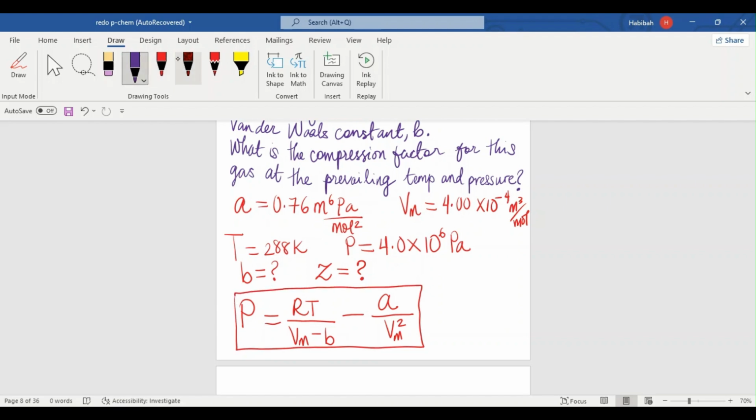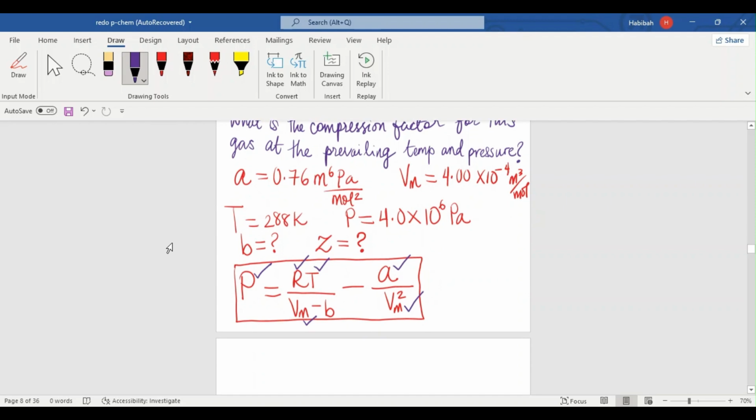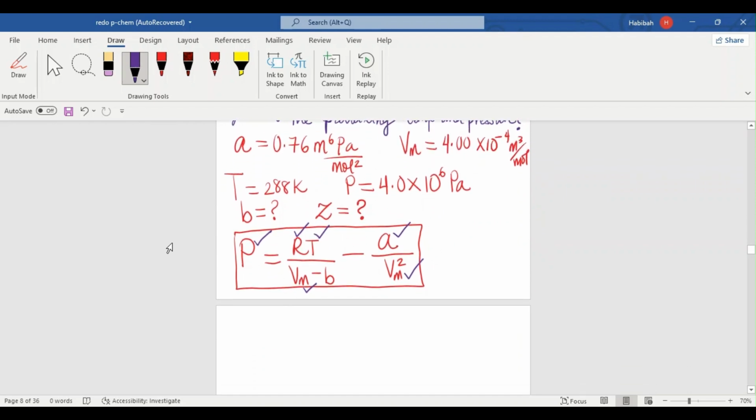First of all, we have to remember that we have the value for pressure. We're given that, so thank God. We have the gas constant because it's a constant. We have the value for temperature. We have the value for A. We have the value for molar volume. So all we really have to do is substitute all of this information and determine what B is. So that's what we're going to do.